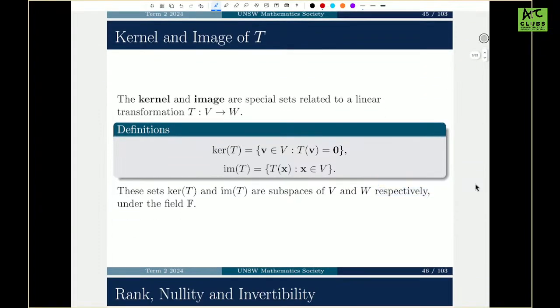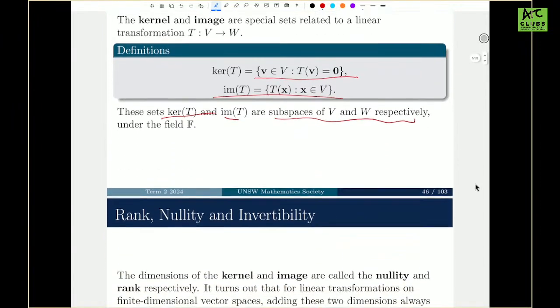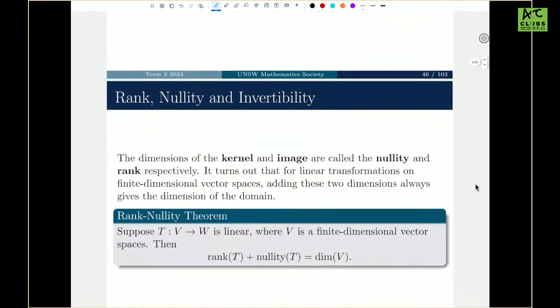Okay, now the kernel and the image. We talked about this for groups. There's a very similar notion for linear maps. So the kernel of T is anything that gets mapped to 0, and the image of T is anything in the codomain that is mapped to from something in the domain. And these are subspaces. The kernel and the image are subspaces of V and W, respectively. The dimensions of the kernel and the image are called the nullity and rank respectively.